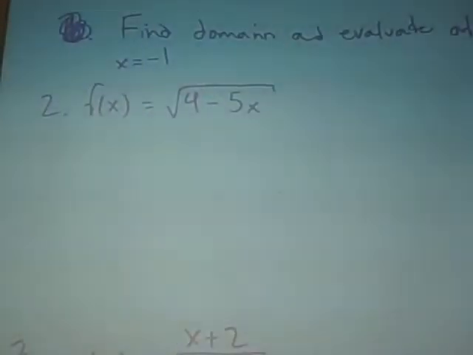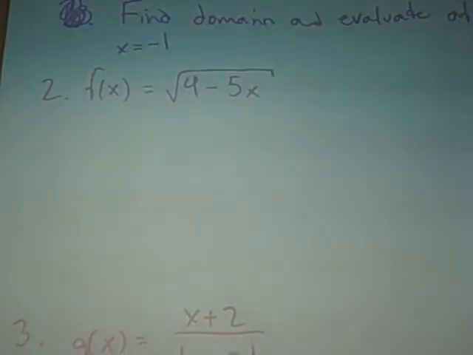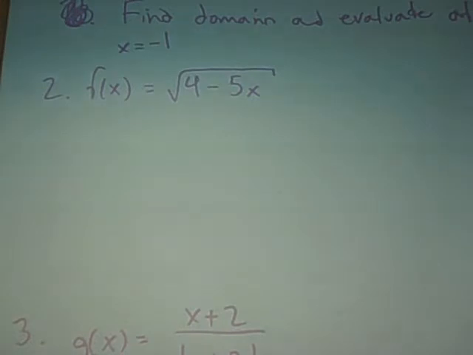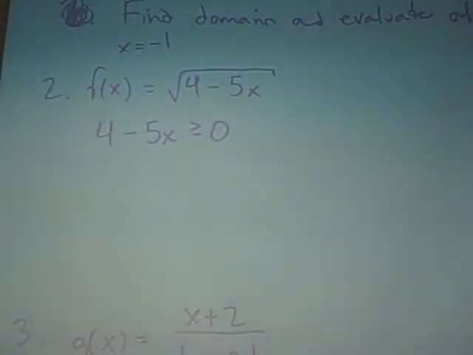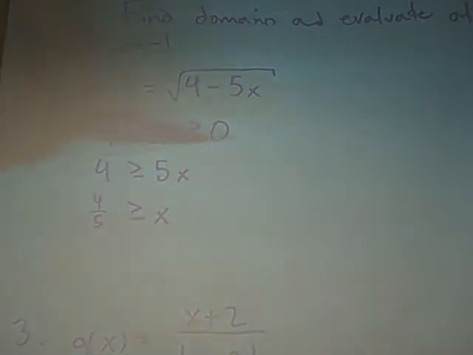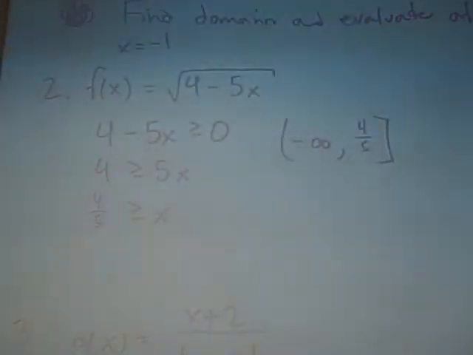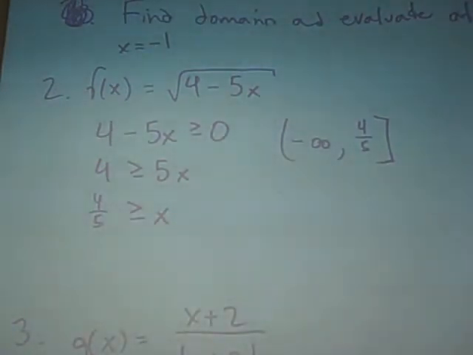Number 2. So for number 2, we want to find the domain and evaluate at x is equal to -1. Remember, when we take a square root, the thing in the square root has to be greater than or equal to 0. So 4 minus 5x has to be greater than or equal to 0. I can just bring the 5x over, divide by 5, so x has to be less than or equal to 4/5. And so the domain would be -infinity to 4/5. And I can include 4/5 because of the equal sign there. So that would be my domain in interval notation.